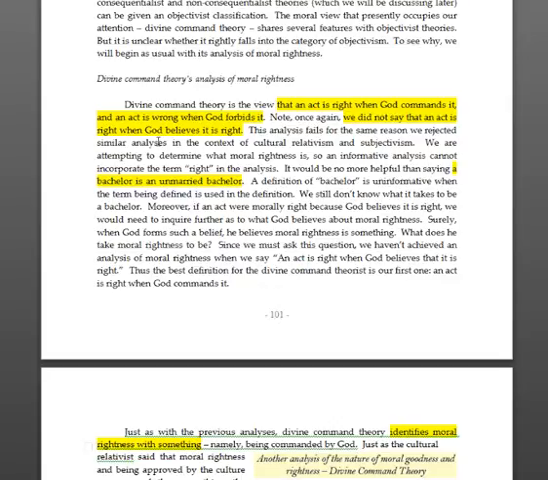In the same way, just being told that an act is right when God believes it is right doesn't tell us what makes an act right or wrong, how God is related to what is right or wrong. So we want to get rid of this believes part and instead say an act is right when God commands it, an act is wrong when God forbids it.